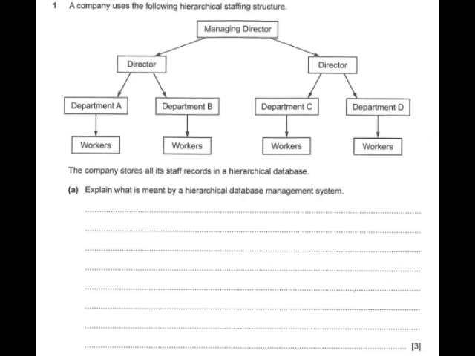This parent-child relationship is a key feature of hierarchical databases, ensuring that data flows logically from the top down. Such a structure allows for efficient data retrieval when queries follow the predefined hierarchy. For example, accessing all workers under a specific department would involve traversing from the department node to its child nodes. However, this system can be rigid, as it requires well-defined relationships, making it suitable for scenarios like the company's staffing organization, where data naturally fits into a hierarchical format.